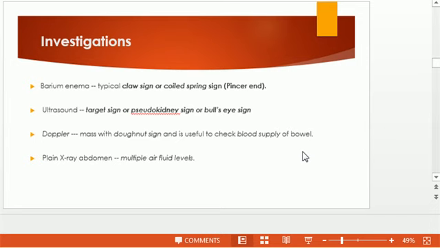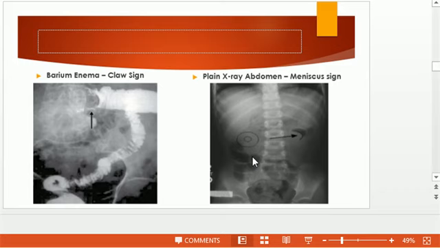Now, these are a few X-rays you can see. This is a barium enema, and it's a claw sign. Here you can see it's a claw sign. It's a barium enema. Yes, contrast is visible. This is the colon. Haustrations are visible. So it's a claw sign.